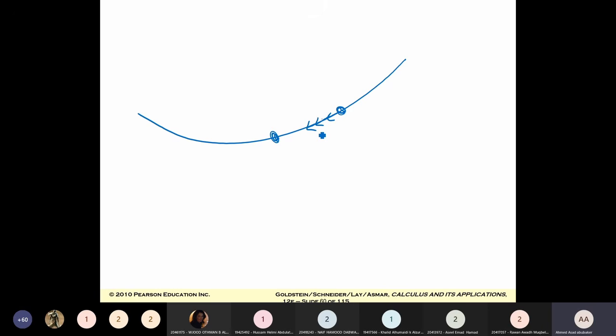Okay, and we have the second point close to this point. The distance between the 2 points is h. Okay, so if we have the first point and the second point close to the main point, we have h goes to 0, close to 0.